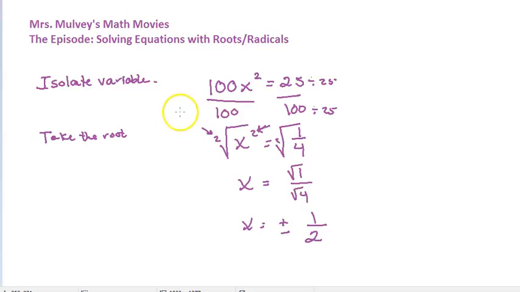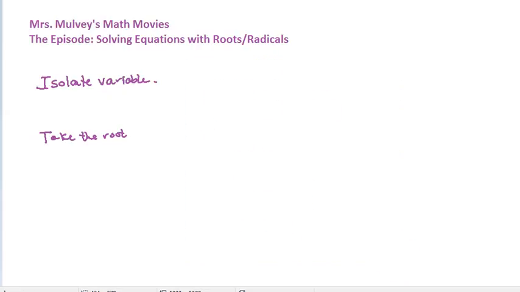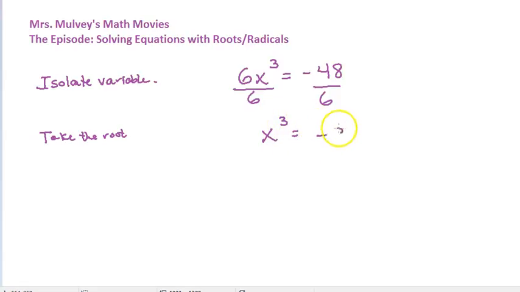Let's look at one that involves a different index. Let's look at this one. 6x cubed equals negative 48. Steps are still the same. First thing I'm going to do is isolate the variable. I'm going to divide both sides by 6 here. You get x cubed. Negative 48 divided by 6, that's negative 8.